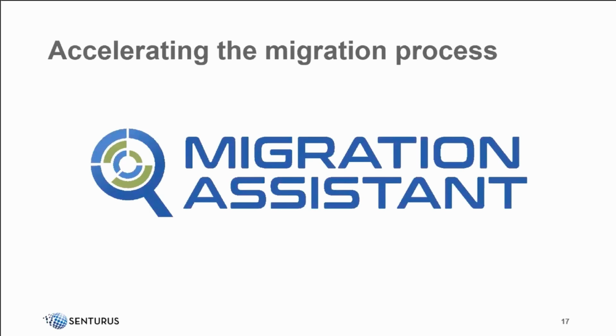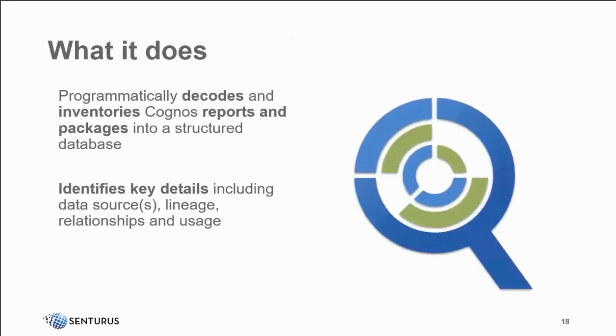Migration assistant, because of its structure, is really suitable both for planning and for execution when you're doing some manual work in the execution side. And I'll talk a little bit about why that is as we go through the demo. But essentially what the migration assistant does is it programmatically decodes and inventories all of the reports and packages that are in your content store, stores all of that information in a structured database.